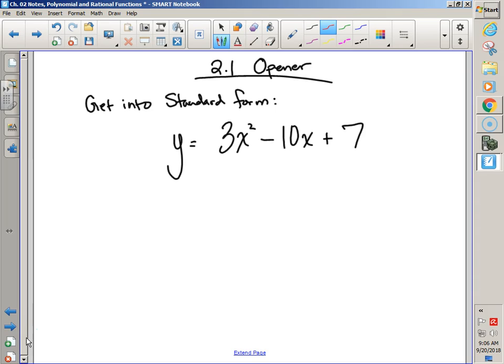Group number 5. What's the very first thing that you thought to do? What's the correct term for taking a 3 out, everybody? Factoring. So, good. Kathleen, we take the 3 out. What was left? Good.